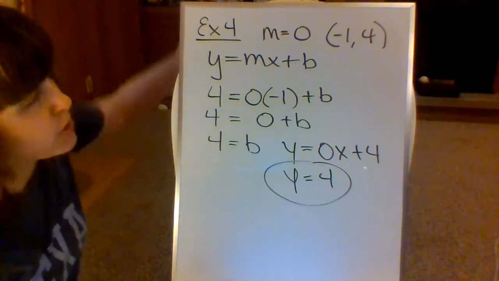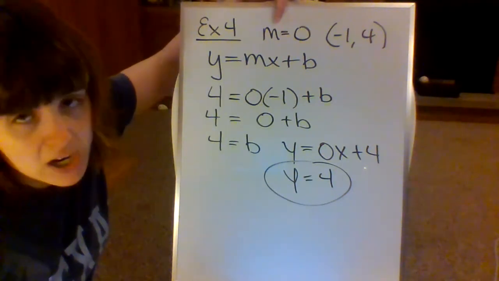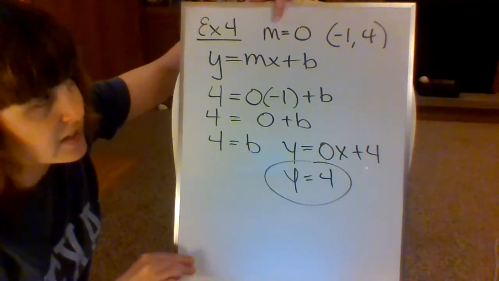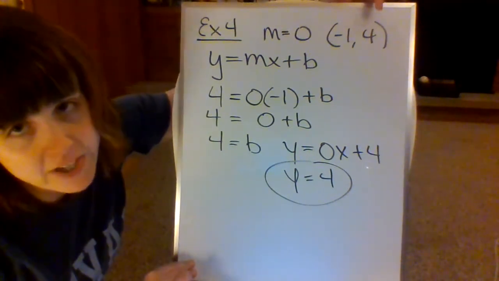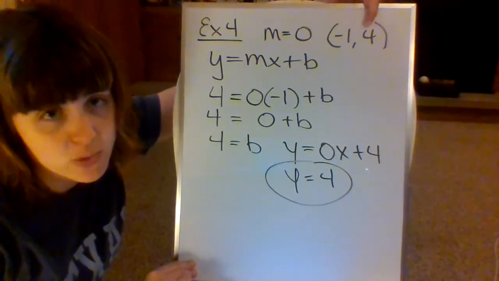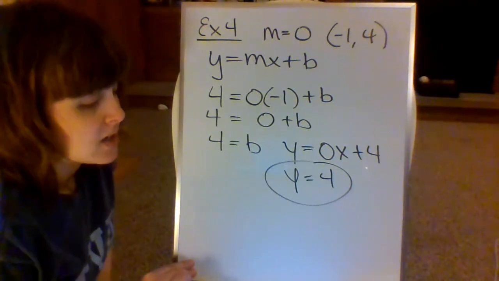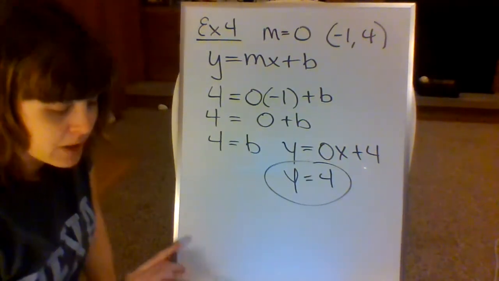So anytime your slope is 0, your equation is going to be y equals a number. And in this case, well, in every case, it's going to be the y of your point. If you notice here, the y of our point was 4, and the equation was y equals 4. Alright, so we've got one more problem.